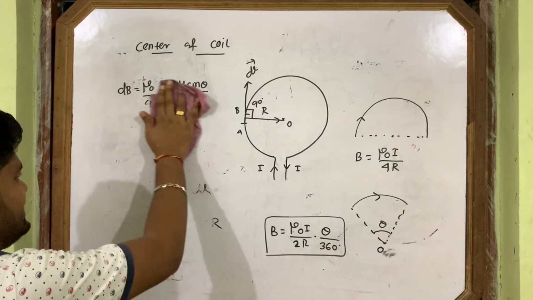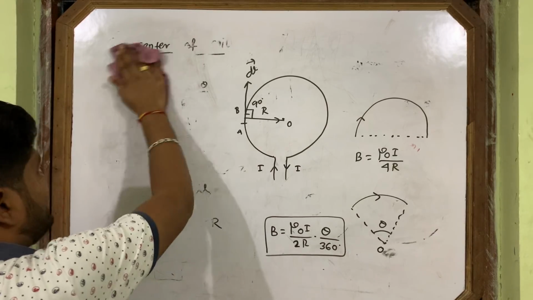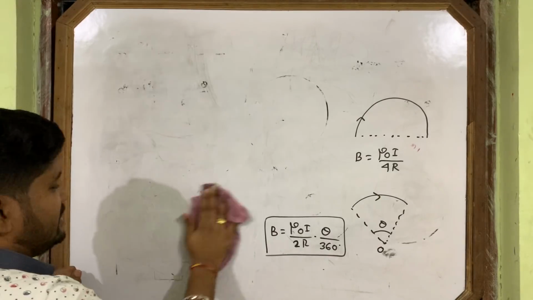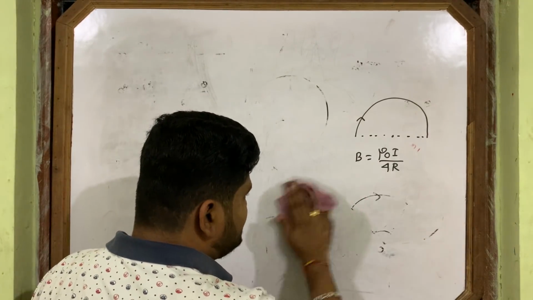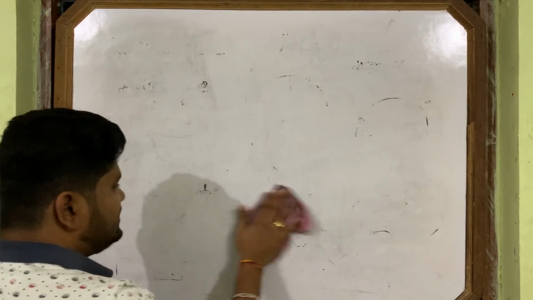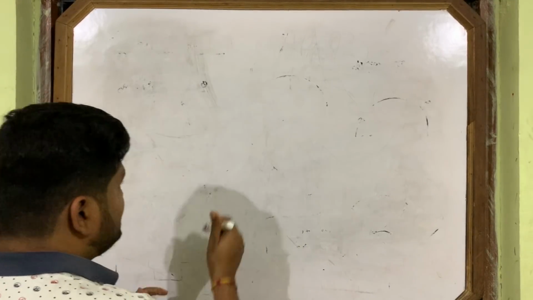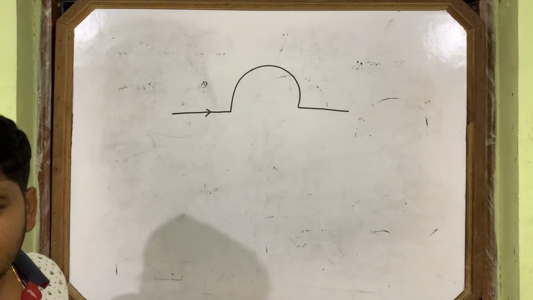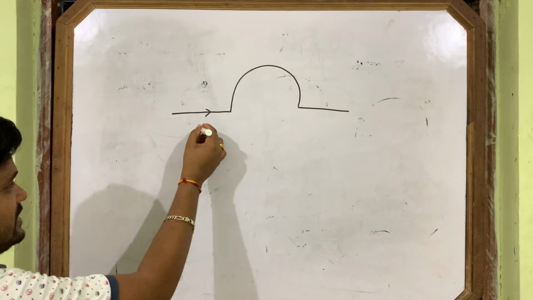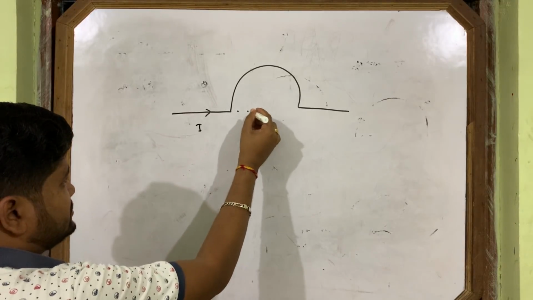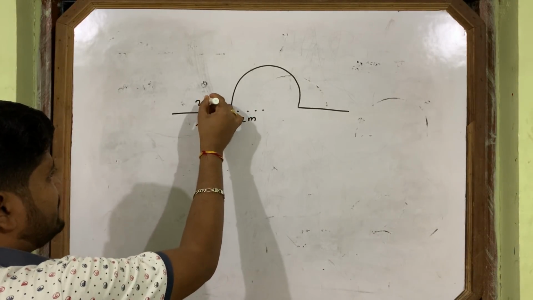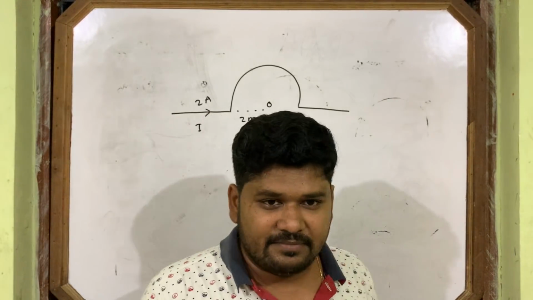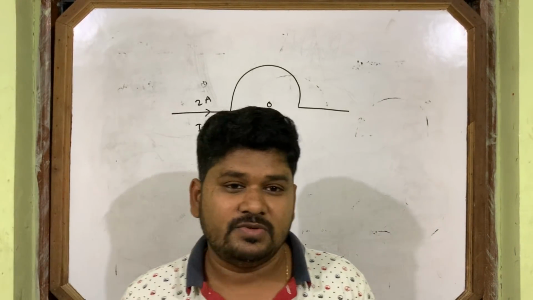So after getting these formulas, you can do different numericals for different shapes of conductors. I hope you will try them. This is the question: when current passes, suppose this radius is 2 meter and current is 2 ampere, you can find the magnetic field here. This is one question I am giving you to try.